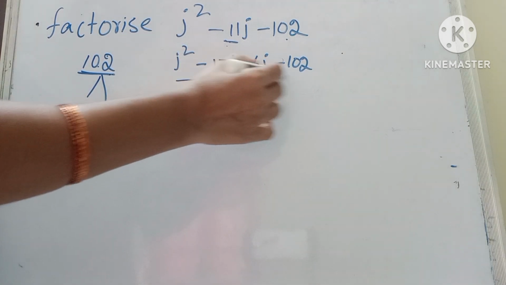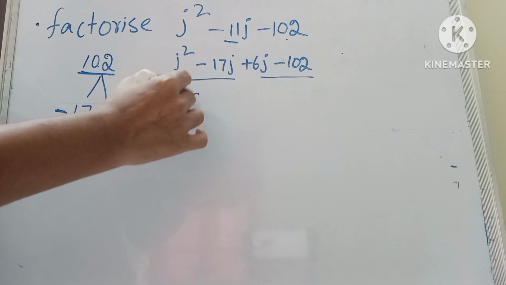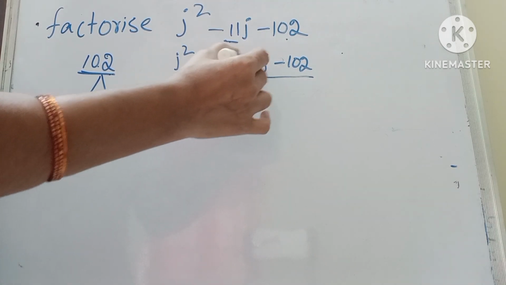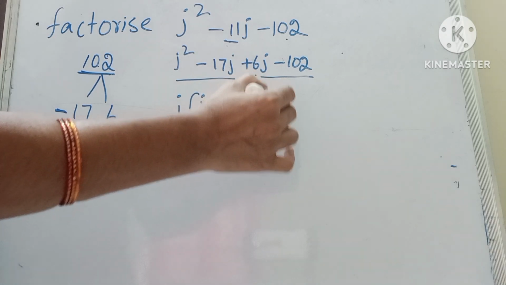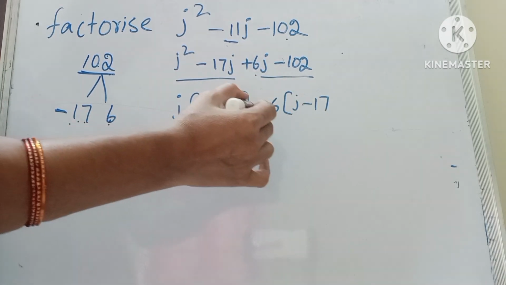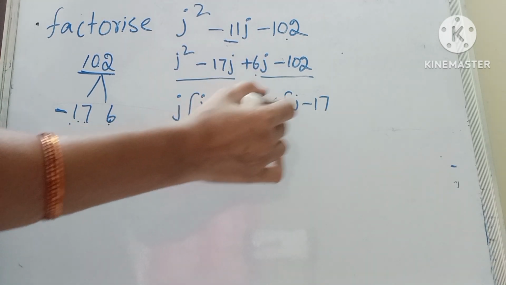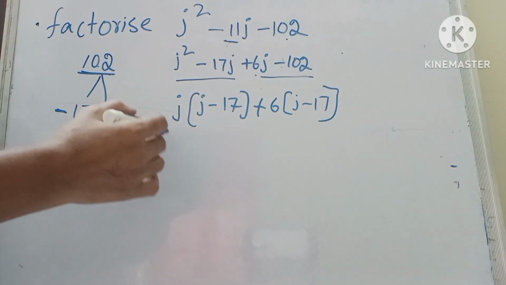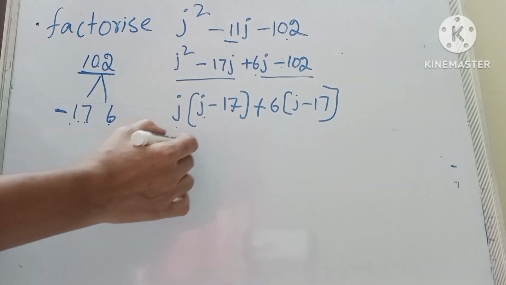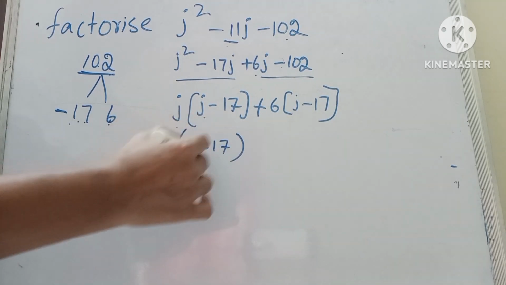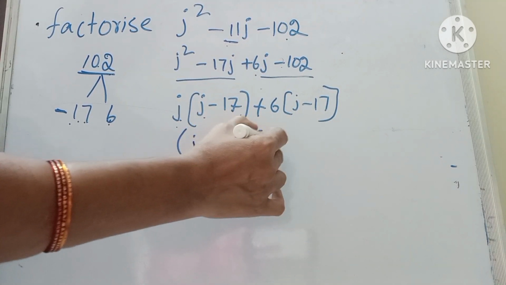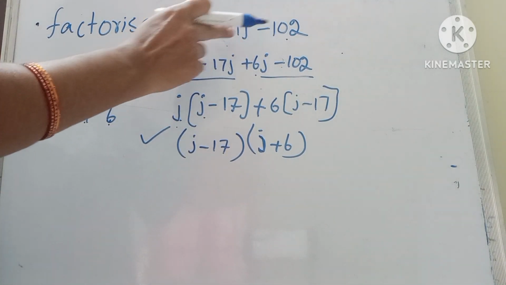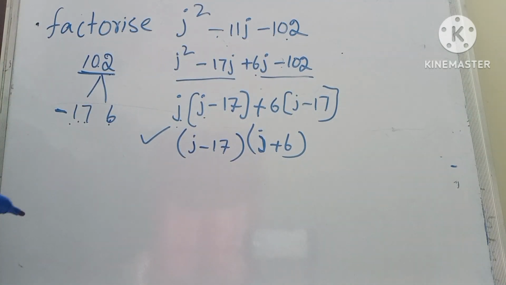So common factors in these two terms and these two terms. j is the common factor. j into j minus 17, minus 6 is the common factor. Minus 6 into j minus 17. Sorry, this is plus 6, because this is negative 102. So j minus 17 is the common factor. j minus 17 times j plus 6. These two are the factors of j square minus 11j minus 102.